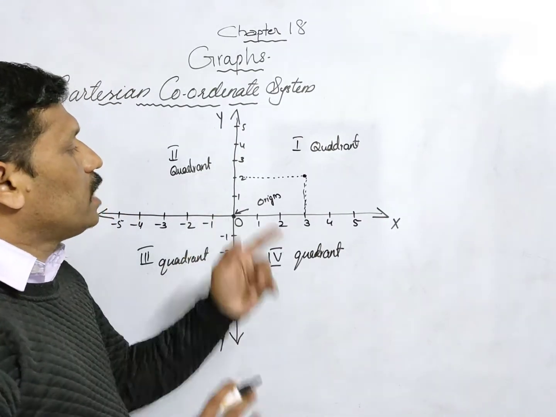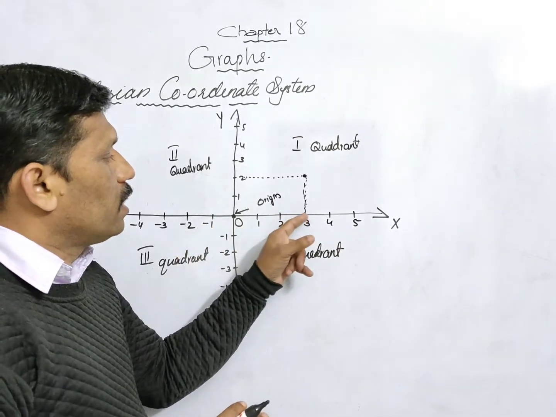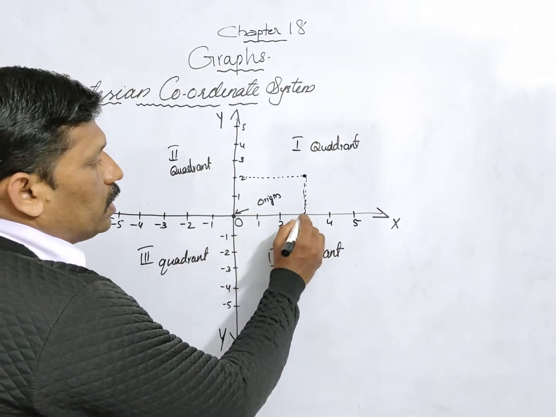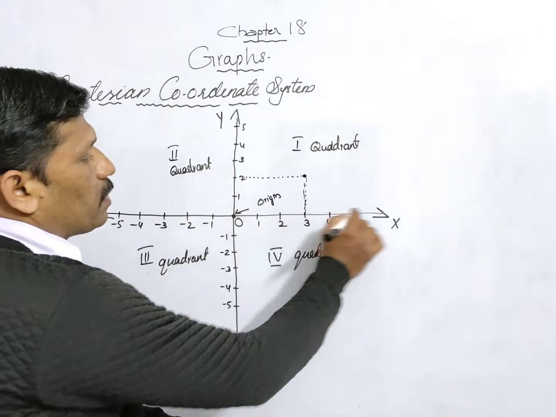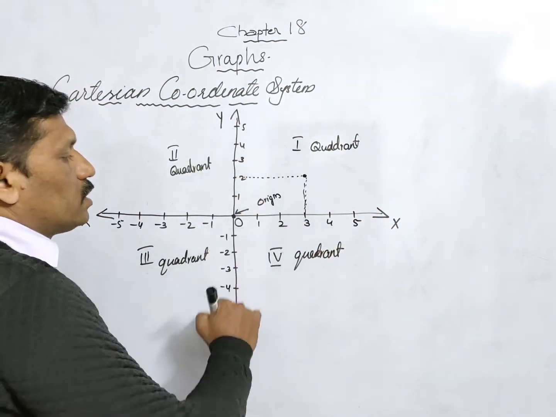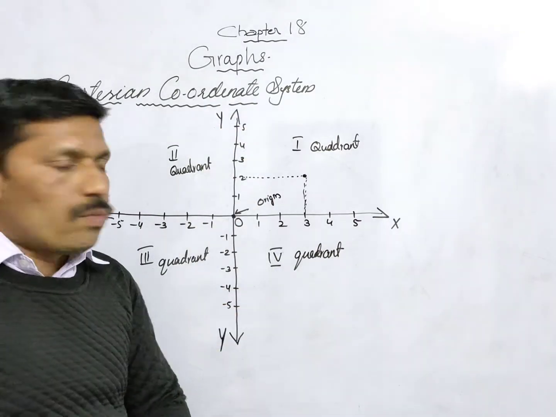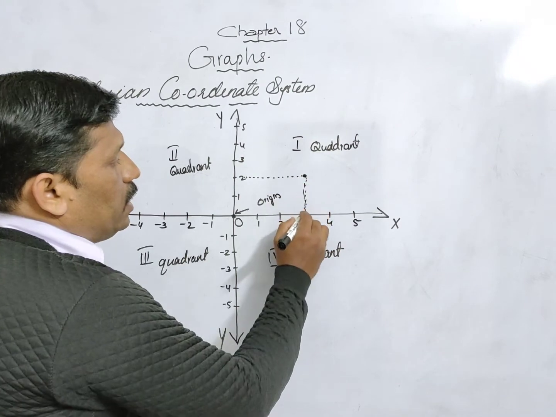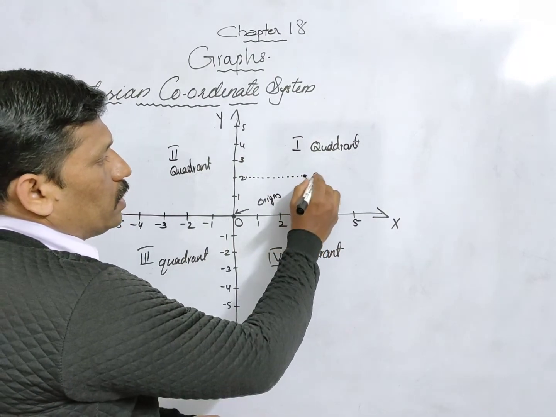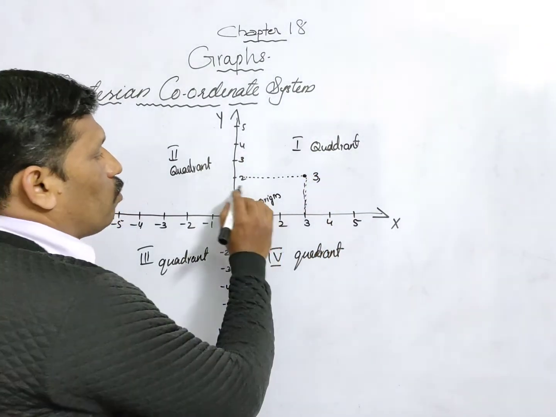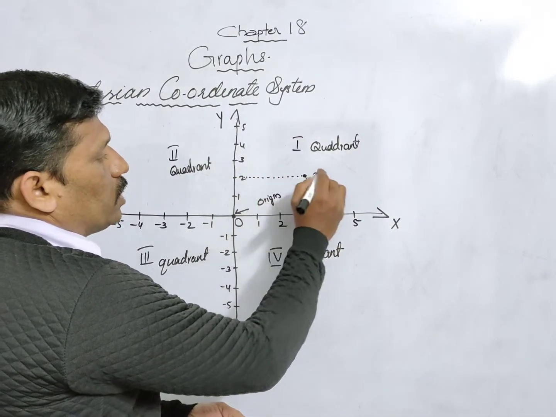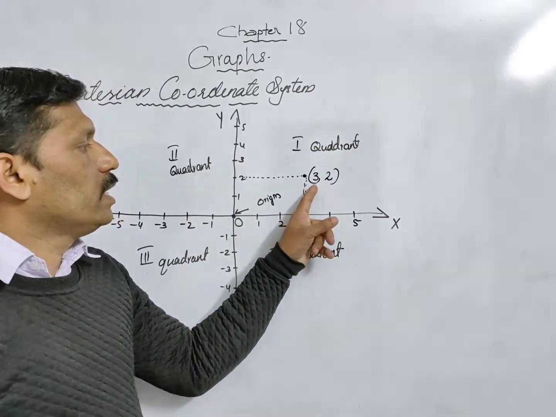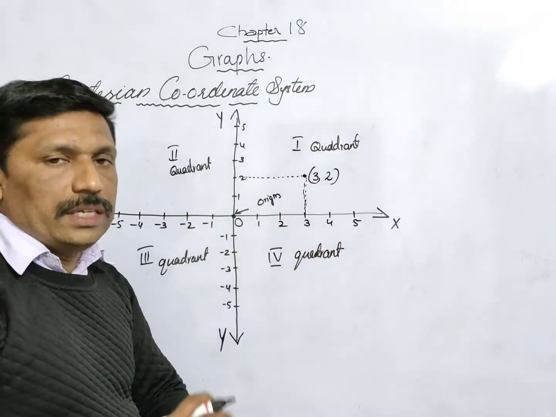Here the x coordinate represents how far this point is from the origin on the x axis. Here you can see that from origin it is 3 on the x axis. This part represents x axis and this line represents y axis. On x axis this point lies 3 units away. So the x coordinate is 3 and from y axis it is 2 units away, that is it is 2. So here, x coordinate is 3 and y coordinate is 2.